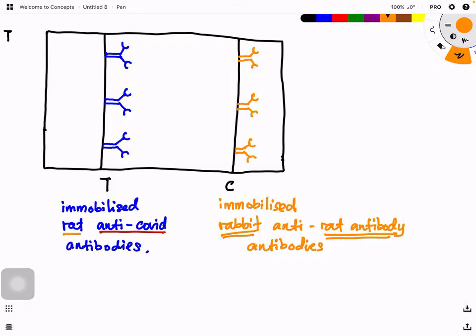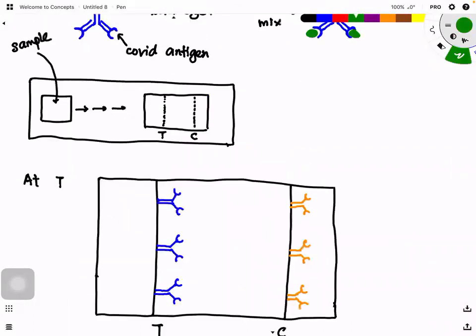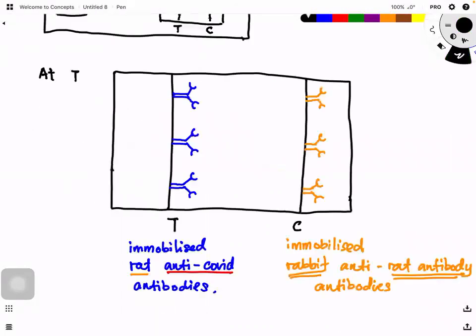Okay, so what actually happened now? Just now, this sample continued to move. When it reached the T region, what will happen? Because it's positive, it forms a sandwich. Now, what does forming a sandwich mean? Because this is anti-COVID, you will see something like this, guys.